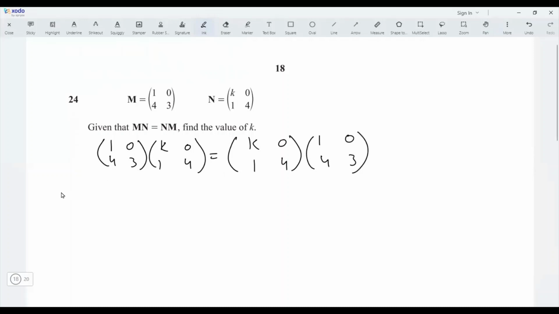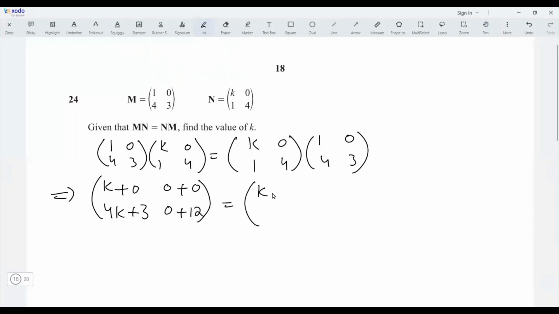Now opening the brackets, so multiplying, you can say 1 times K is K, 0 times 1 is 0. Similarly 1 times 0 is 0 plus 4 times 0 is 0. 4 times K is 4K plus 3 times 1 is 3. 4 times 0 is 0 plus 3 times 4 is 12 equals K times 1 is K plus 0, 0 times 4 is 0, K times 0 is 0 plus 0 times 3 is 0, 1 times 1 is 1 plus 4 times 4 is 16, 1 times 0 is 0, 4 times 3 is 12.